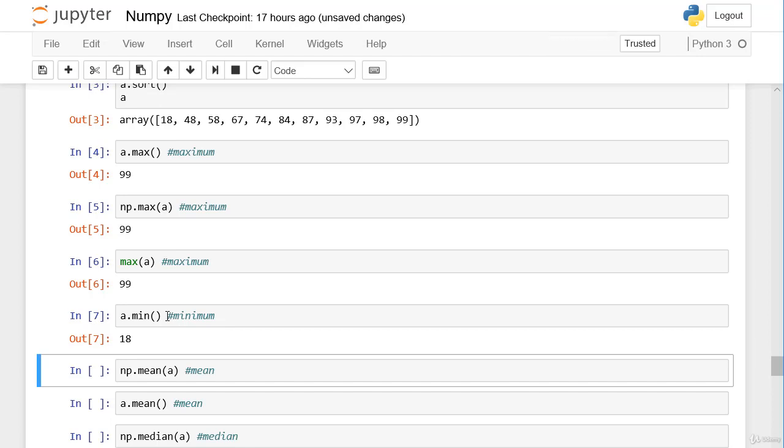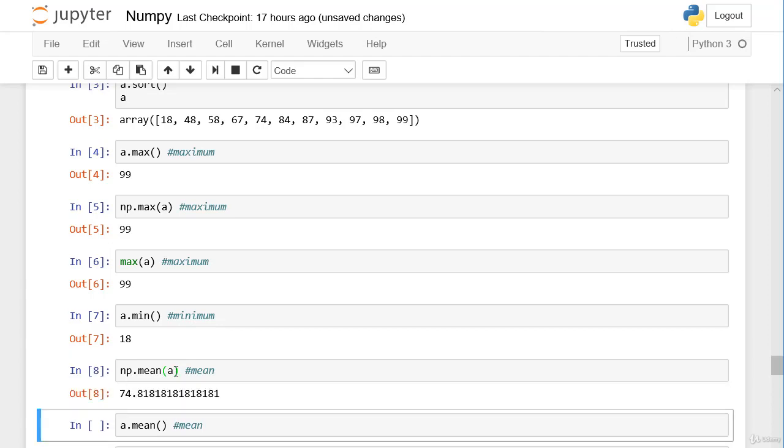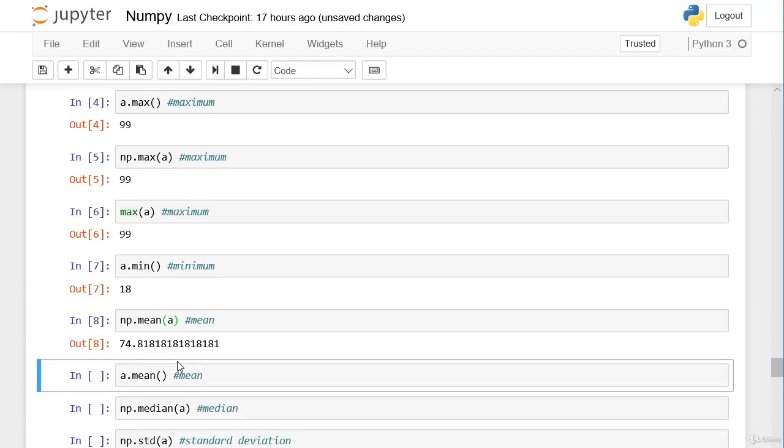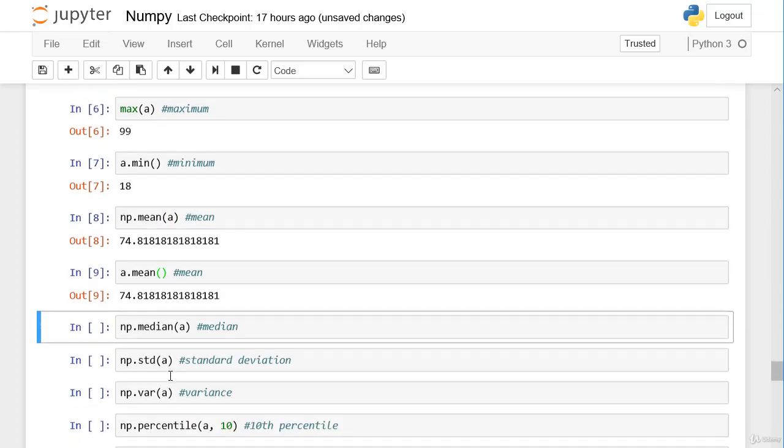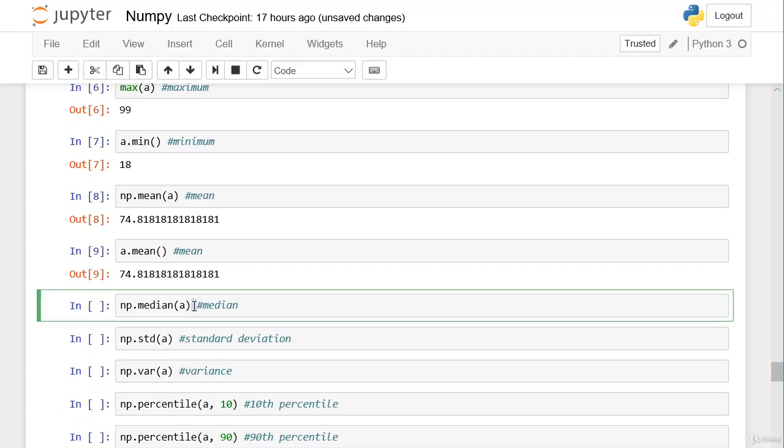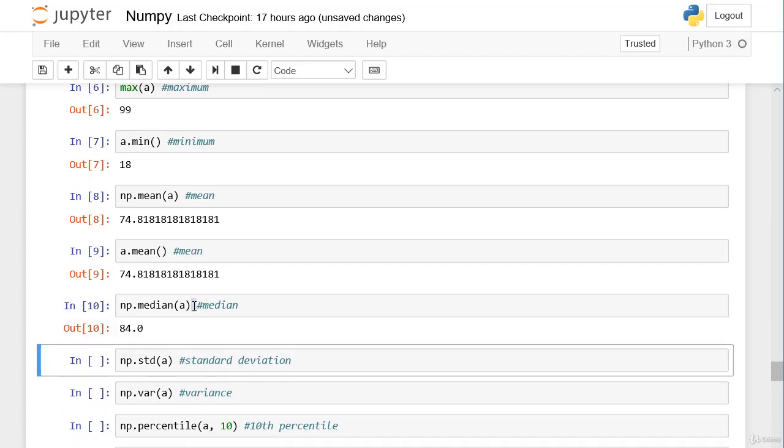And we can also calculate the mean of all elements with np.mean. So it's 74, or we use the method .mean. It should be the same. And we can also calculate the median. So let's run. It's 84.